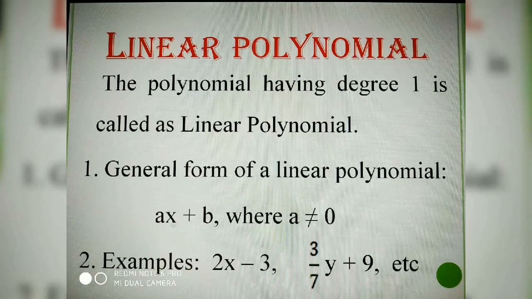Then what is a linear polynomial? The polynomial having degree 1 is called a linear polynomial. The general form of a linear polynomial is ax plus b, where a is not equal to 0. For example, 2x minus 3, 3 by 7y plus 9, etc., where the power of the variable is 1. The highest power of the variable should be 1.